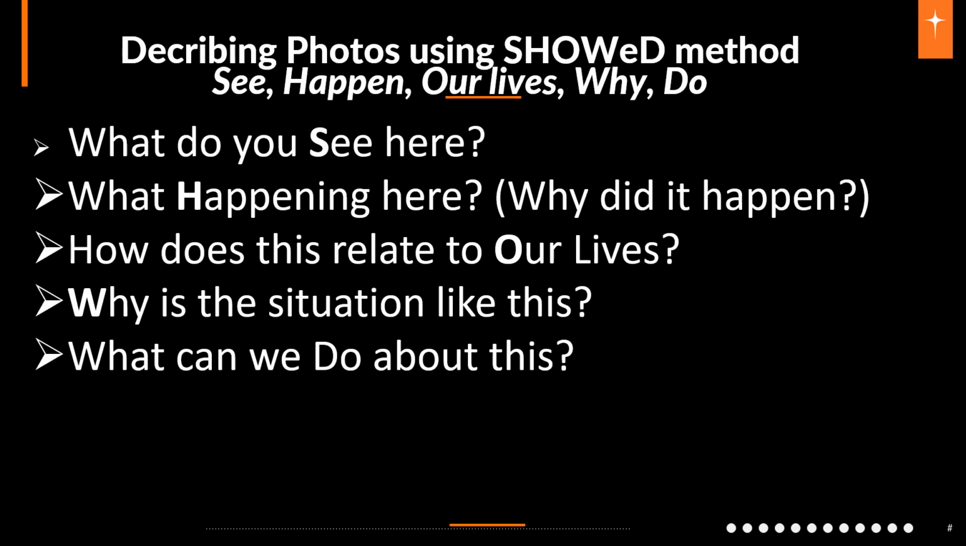After the Photovoice participants take the photos that respond to the selected study questions, they are helped to describe the photos using the SHOWeD methodology. It includes see, happen, our lives, why, and do. That's how you get the acronym SHOWeD. So what do you see here? What is happening here? Why did it happen? How does this relate to our lives? Why is the situation like this, and what can we do about this?